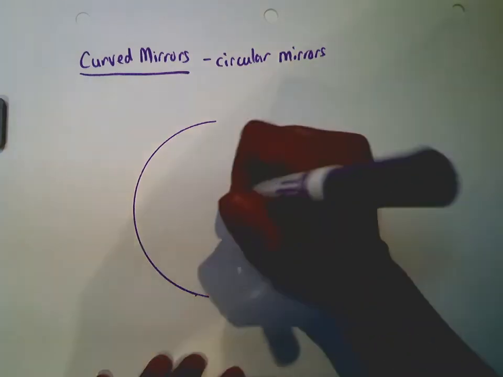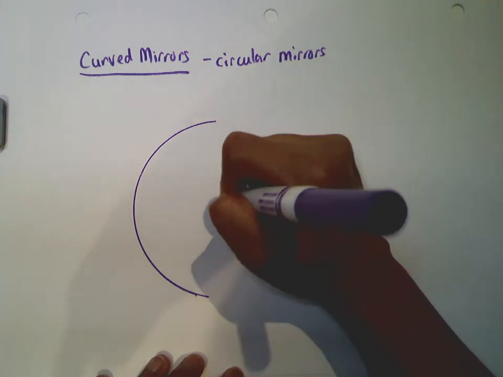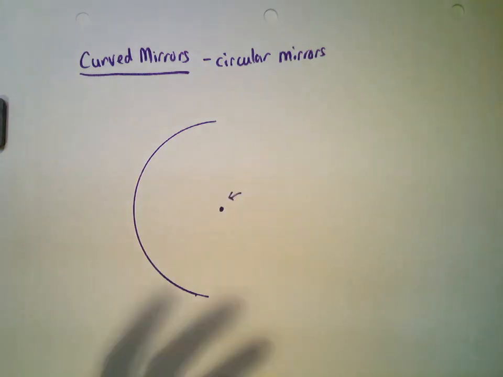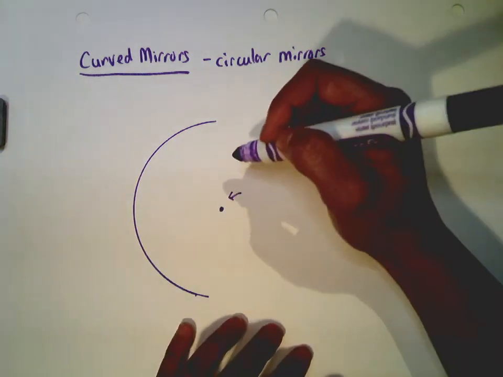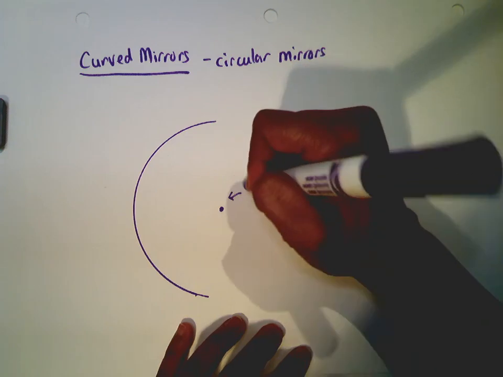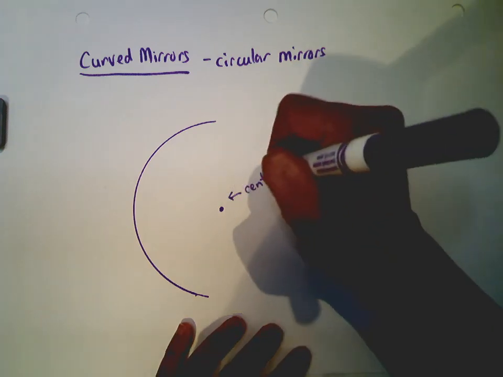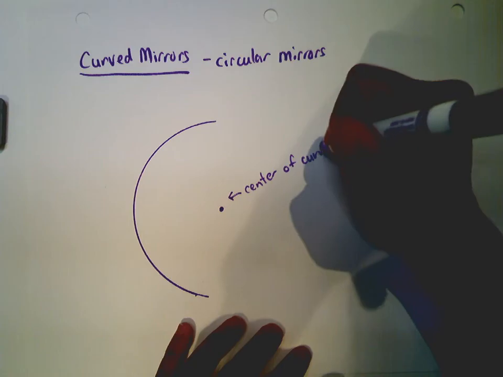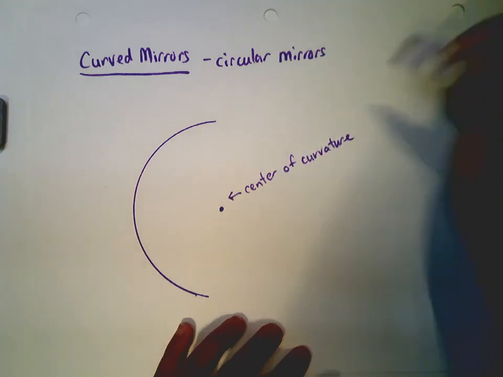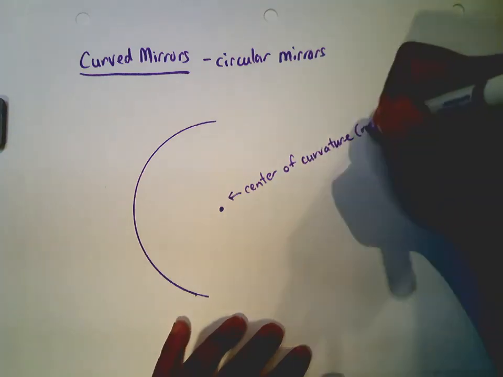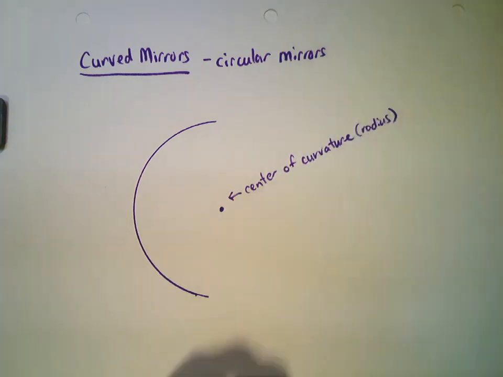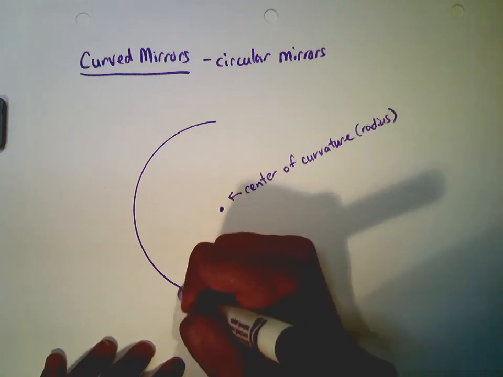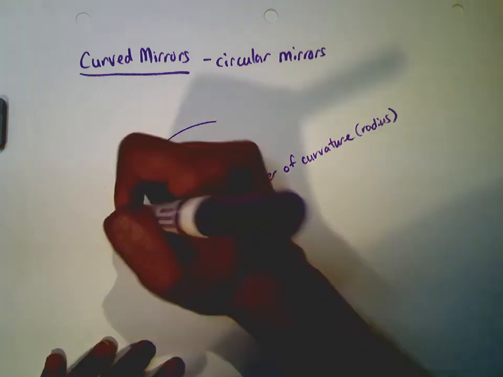All right, so this here is the radius, but in physics or optics, we call this the center of curvature, not the radius. So the center of curvature. Okay, and I'll write radius. Okay, and this here is the backing of the mirror.